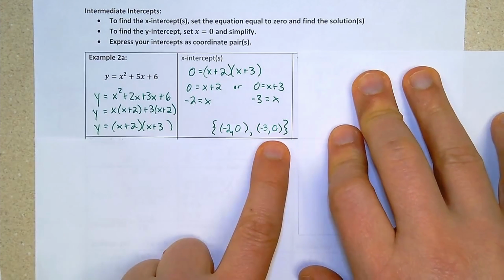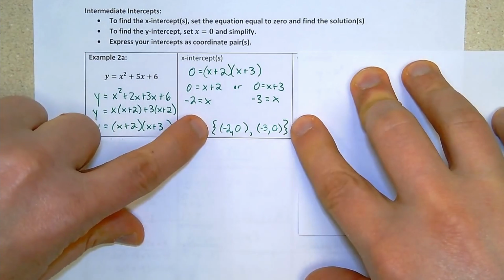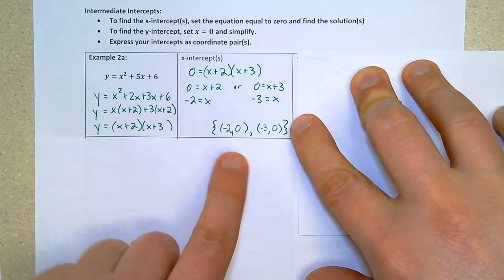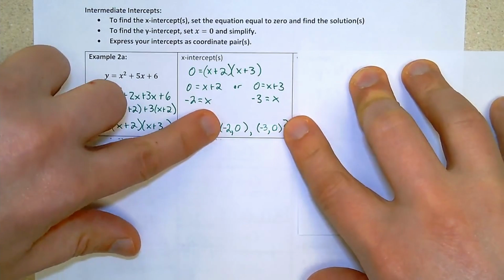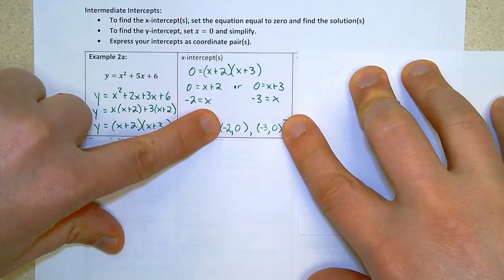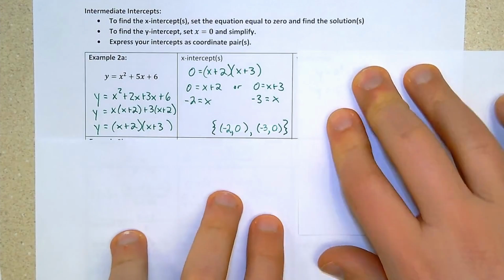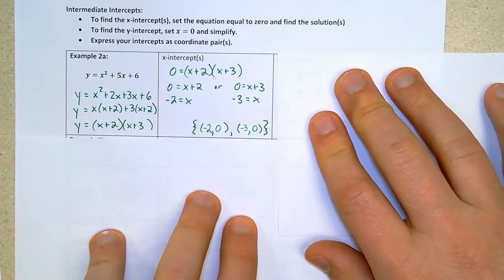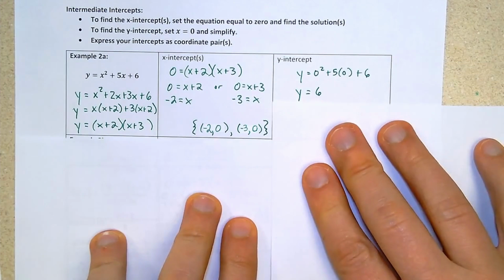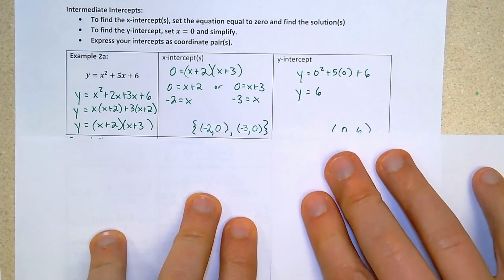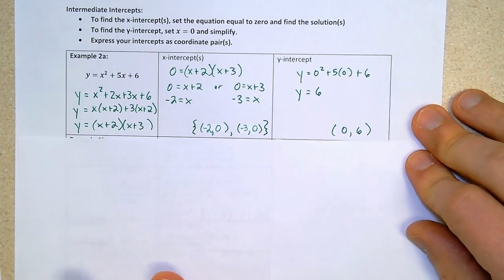I put those 2 points in curly braces to signify that this is a set of intercepts. So some people might write "and" between those two, but the curly braces is using the set notation. Finding y-intercepts is a matter of plugging in 0 for x, and we simplify that expression, and there is only one y-intercept. There will never be more than one y-intercept.